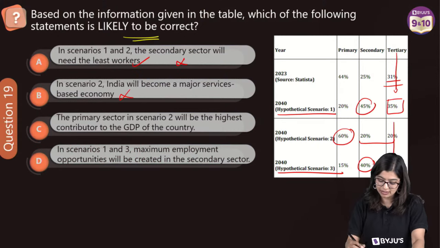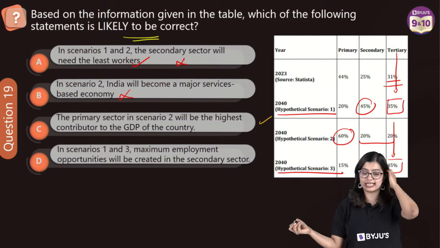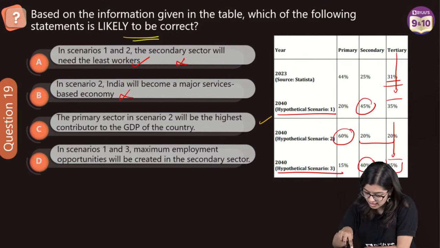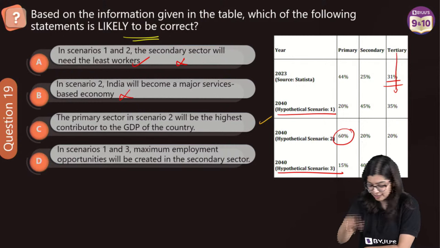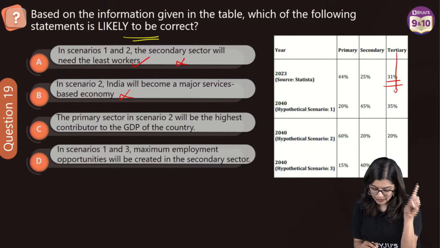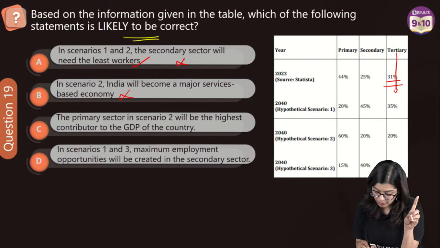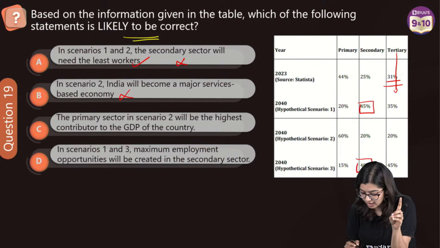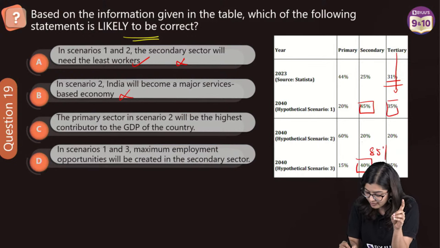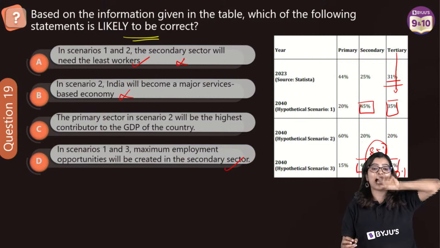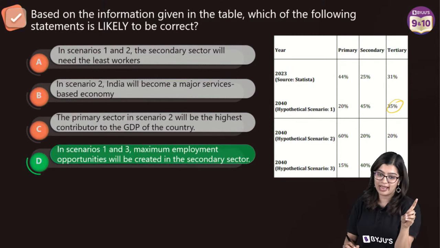I will cross-check this question, but it looks like in this case it should be answer C, but I will cross-check it once, right? Ma'am, but maximum is option D, right? Yeah, my bad. I interpreted the question wrong. Yes, you guys, I'm sorry about this. It says that in 1 and 3, maximum employment opportunities will be created in the secondary sector. So you have 45 plus 40 here, which is 85%. Here we have 30 and 45, coming up to 80%, which is why in this case, the highest is the secondary sector.